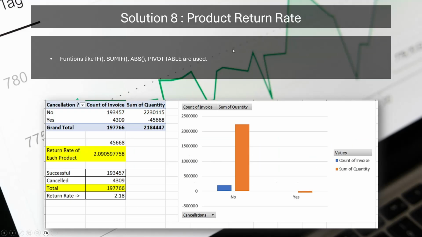Now, let's jump to another question, product return rate. To find the answer, functions like IF, SUMIF, ABS, and pivot table were used. Using these tools and functions, we get this chart and this data. You can see here that 4,309 orders were cancelled out of 197,766. So we get a return rate of 2.18.